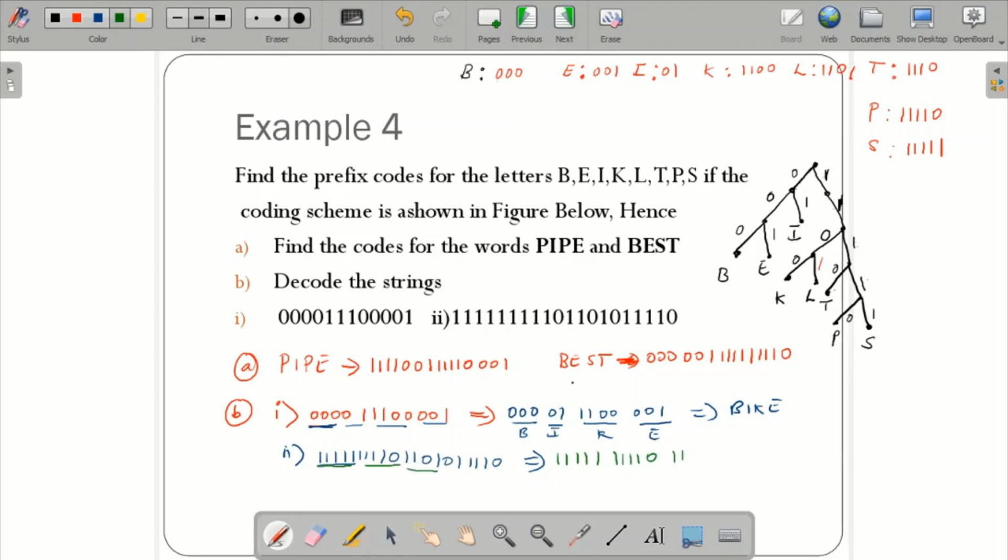So 1 1 0 1. After that 0 1. Anywhere 0 1 1. No, just 0 1 you have, that is I. Then you have 1 1 0, that is T. 1 1 1 0. So this would give me, this is S, this is P, this is L, this is I, and this is T. So it would give me split. So this is regarding example 4.